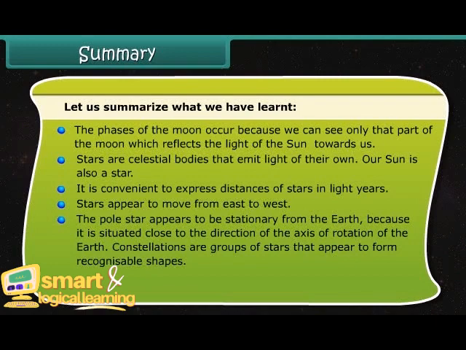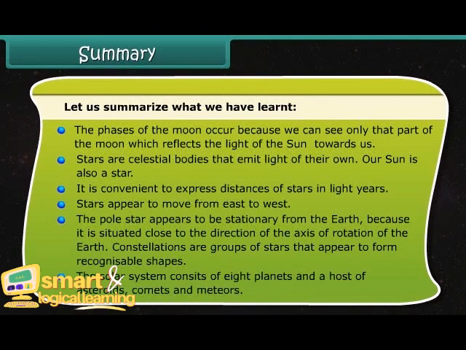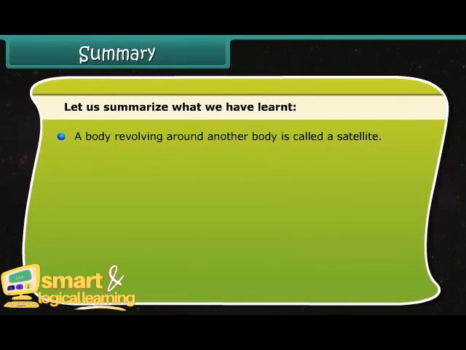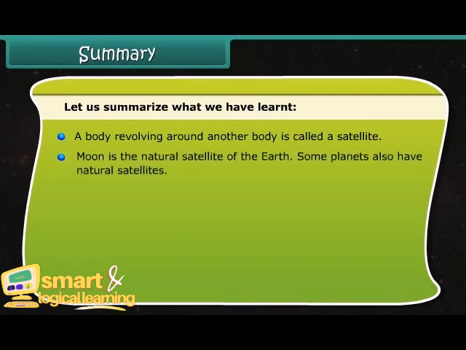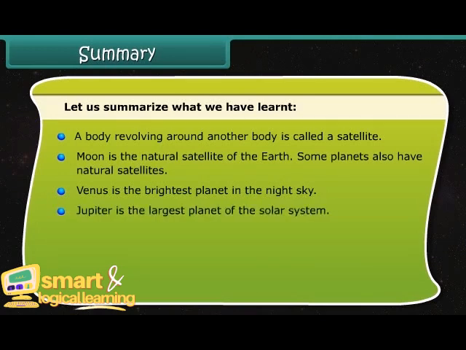Constellations are a group of stars that appear to form recognizable shapes. The solar system consists of 8 planets and a host of asteroids, comets, and meteors. A body revolving around another body is called a satellite. Moon is the natural satellite of the Earth. Some planets also have natural satellites. Venus is the brightest planet in the night sky. Jupiter is the largest planet of the solar system.